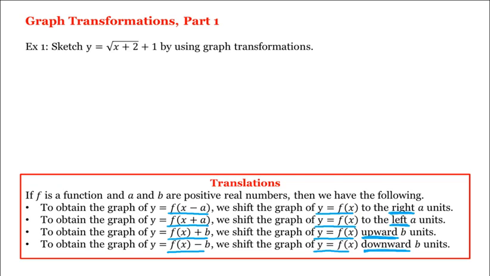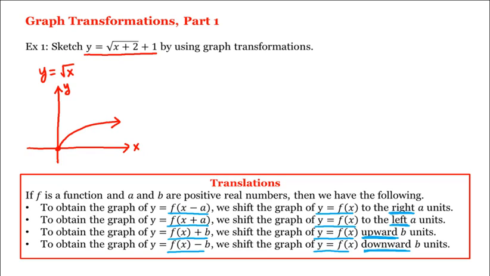So to sketch graphs using graph transformations, or these translations here, what we do is we start with what's called a base function. And looking here, we can start by sketching y equal to the square root of x. So let's say that this is the y-axis, and this is the x-axis. The square root of x looks like this, where this is the origin, 0, 0.